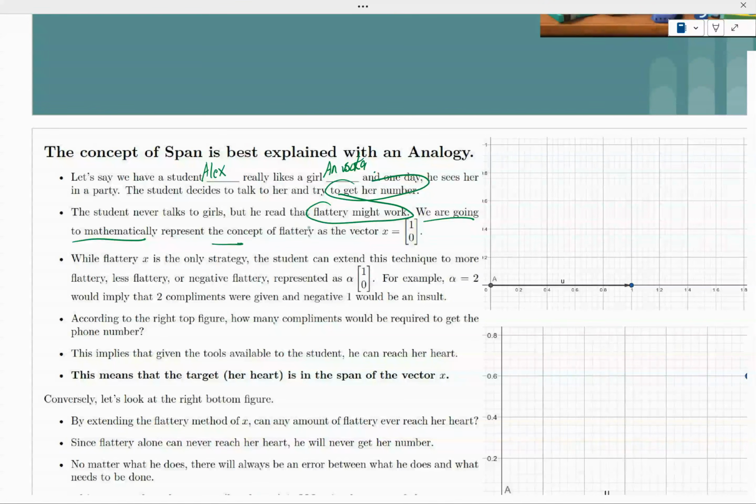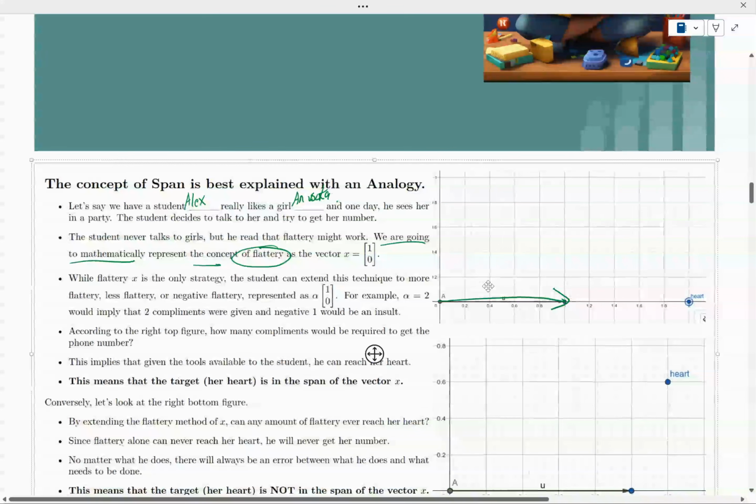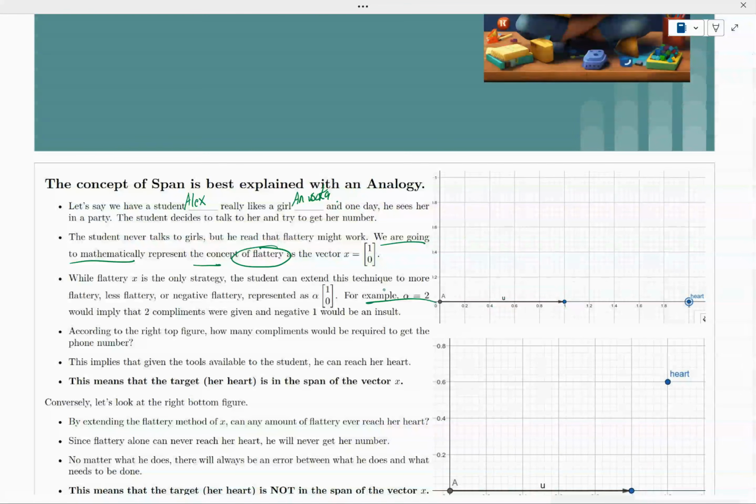We're going to mathematically represent the concept of flattery as a vector. All right, 1, 0. So this right here is the concept of flattery. Of course, you can give half of flattery, or you can go the opposite direction and give her an insult, or you can give her flattery twice. So flattery x right now is the only strategy.